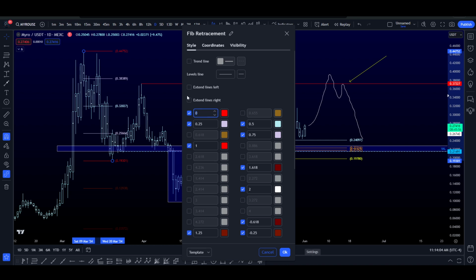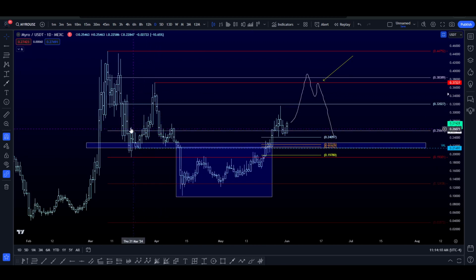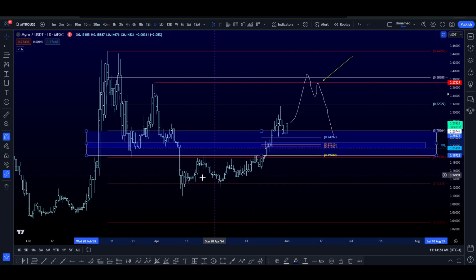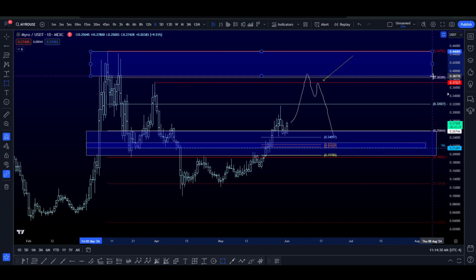Let's go to the settings, extend the lines, right. And you can see from the high to the low, you typically want to at least be in a long position from the low end. This is the 50% mark. This area would be a great area for buys. And then on the high end, this area would be the best area for sells, right?